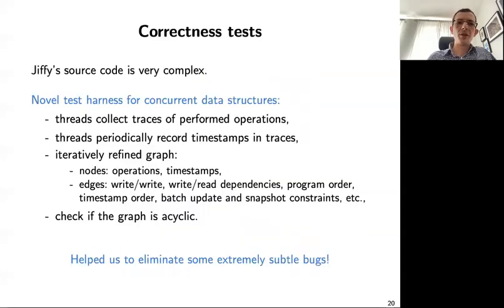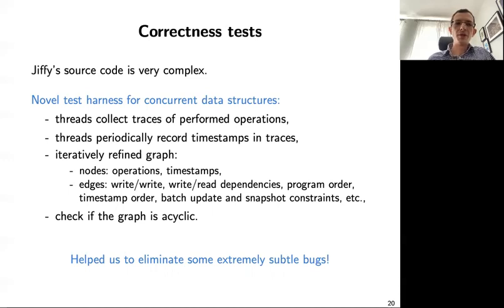Jiffy's source code is very complex because of its features and its log-free nature. To aid the development of Jiffy, we created a test harness for concurrent data structures, which greatly helped us to detect and remove some extremely subtle bugs from our implementation. During a test, threads collect traces of performed operations and periodically record timestamps. After the test, we use the collected data to construct a large graph in which nodes are the operations and timestamps, and edges are the dependencies between various operations.